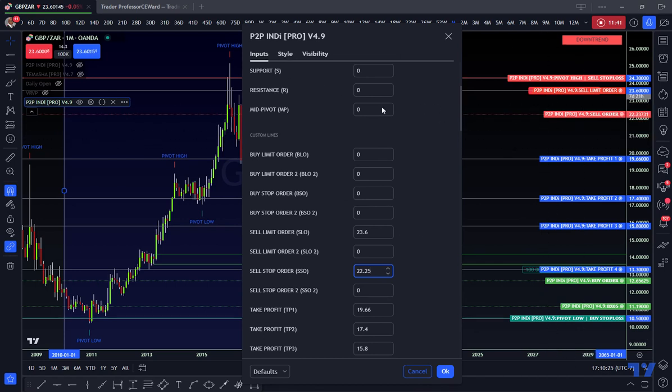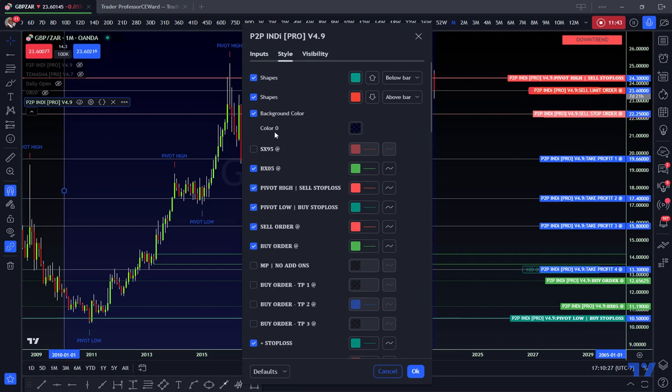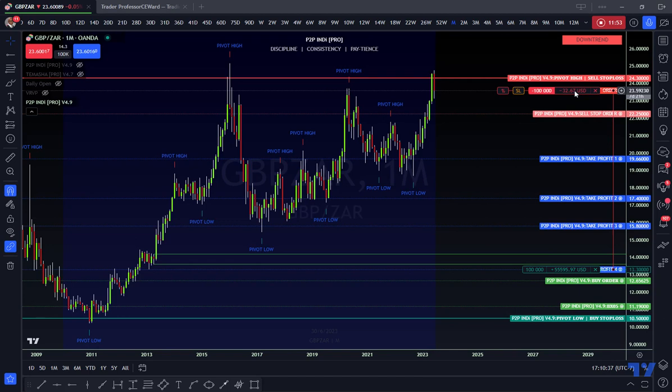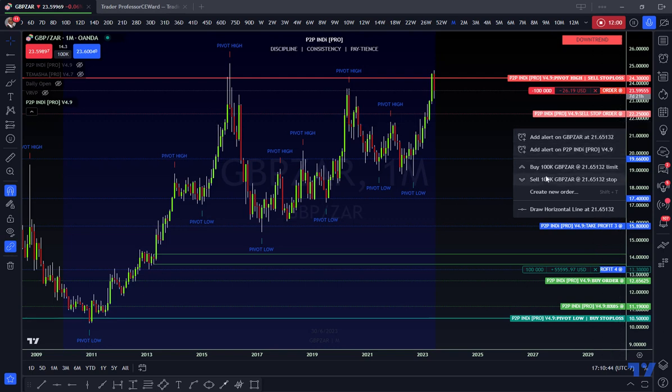But now I got to get rid of this sell order as well. So I'm going to go back to style. We already got rid of the extreme sell order. Here's the regular sell order, so I just deleted that. And now you guys can see I inputted my own entries, and I'm already in the trade for a short. So I'm going to put my sell stop order in at 22.25.